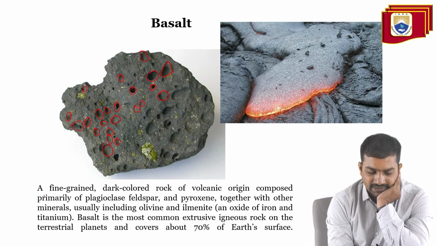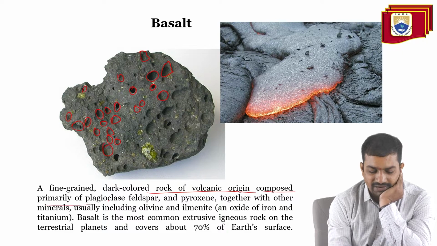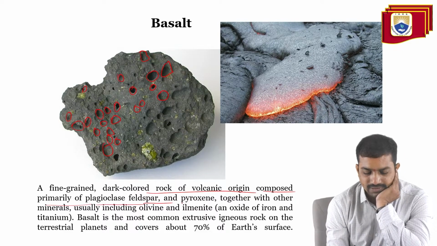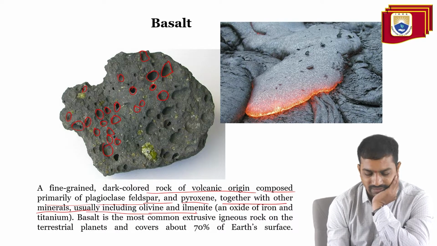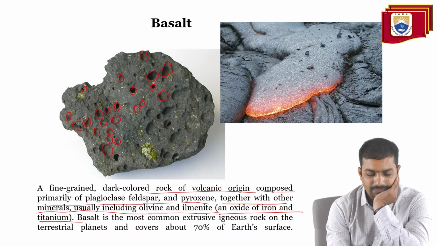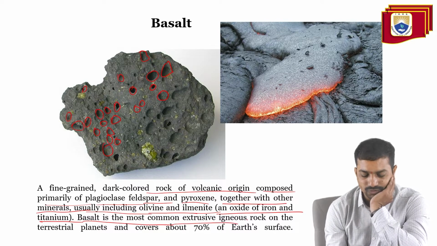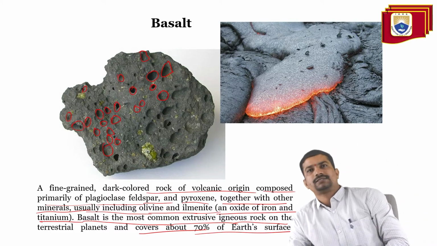So, a fine grained, dark colored rock of volcanic origin, composed primarily of plagioclase feldspar and pyroxene together with other minerals, usually including olivine and ilmenite, and oxides of iron and titanium. Basalt is the most common extrusive igneous rock on the terrestrial planets and covers about 70% of the Earth's surface.